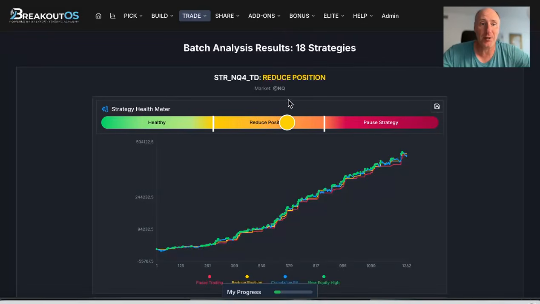Because this feature basically monitors the health of your strategies, and it will tell you very exactly when your strategy is healthy, when it's semi-healthy, which means you should reduce your position or consider switching off, and when you should pause the strategy. Now, why is this a game changer? First of all, this is a very complicated proprietary algorithm invented by a hedge fund. You cannot get this anywhere else.